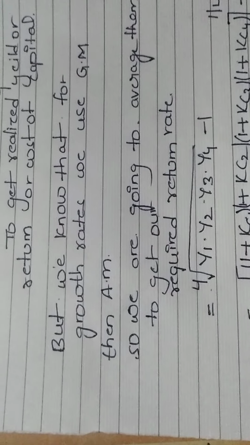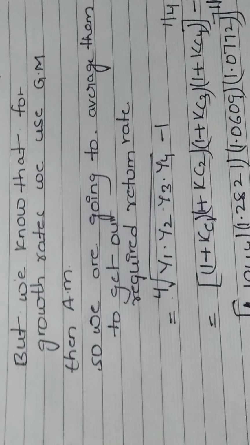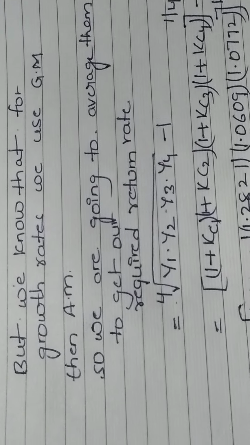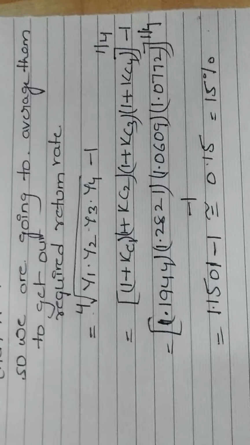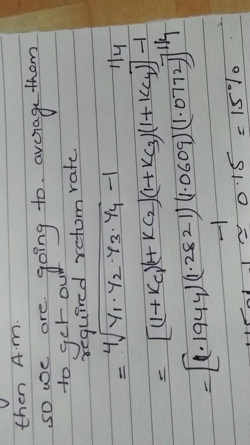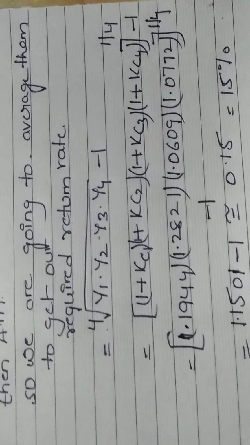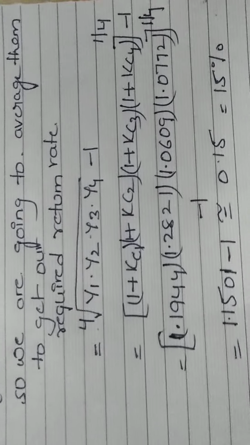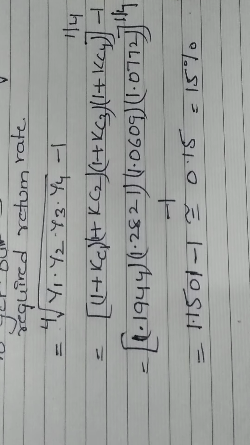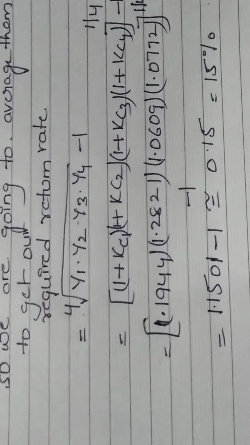return rate. So the fourth root, because there were 4 numbers, of y1 into y2 into y3 into y4, minus 1. That is, (1 plus KC1) into (1 plus KC2) into (1 plus KC3) into (1 plus KC4), whole power 1 by 4, minus 1. So if you see here, we get 1.1501, and 1.1501 minus 1 is approximately 15% growth rate. That's it.